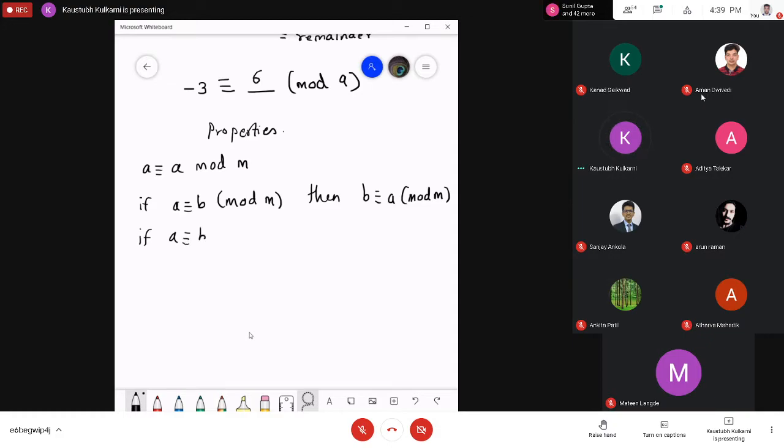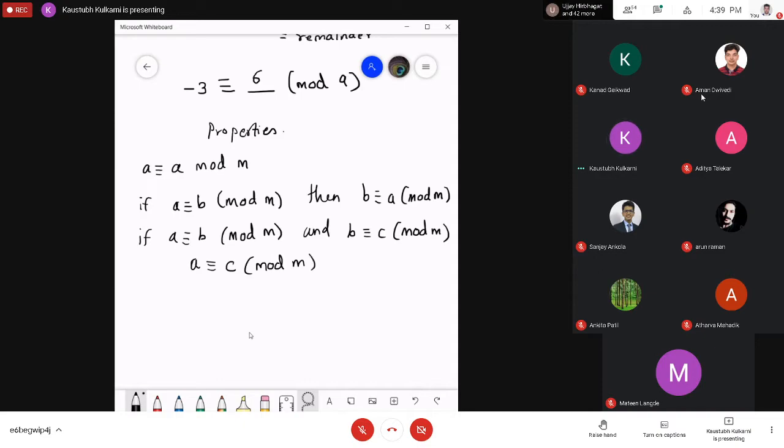If A is congruent to B mod M, and B is congruent to C mod M, so you can say that A minus B is equal to Km, let's say, and B minus C is equal to Lm. Okay. So if you go by this analogy, A is congruent to C mod M.